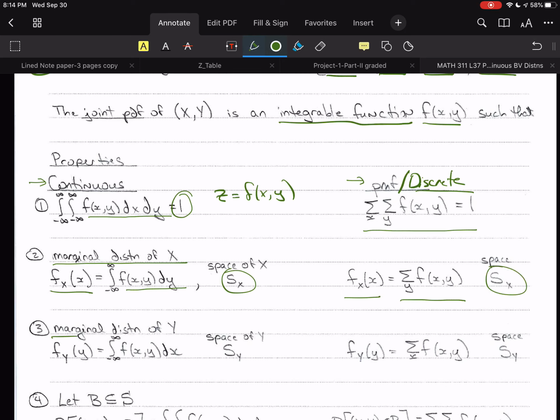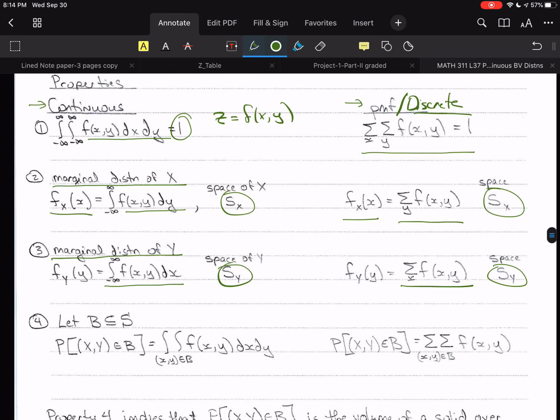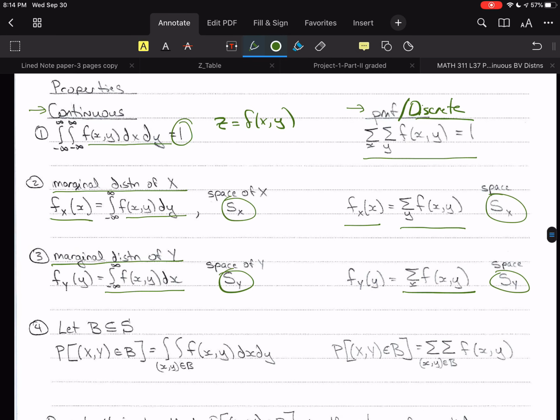For the marginal distribution of y, f of y, we're going to integrate with respect to x, and the space of y is S of y. For a discrete case, we would sum across x and use the same notation for the space of y. And again, we have a parallel between the continuous and the discrete.